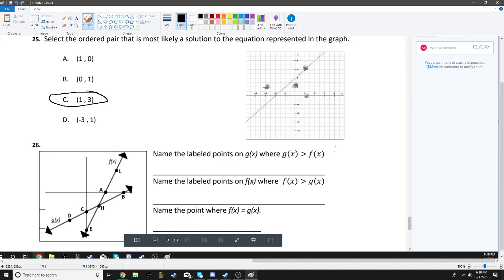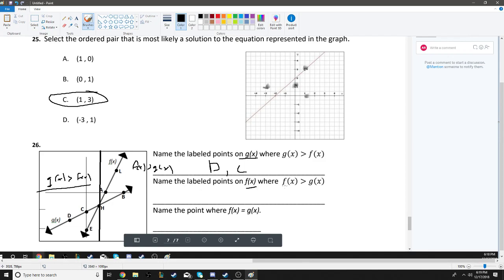Scrolling down, name the label points on g of x. So basically this graph gets split up into two halves. Everywhere on the left side is where g of x is greater than f of x. Everywhere on the right side is where f of x is greater than g of x. So when it says name the labeled points where g of x is greater, we're on the left side, and that's points D and C.